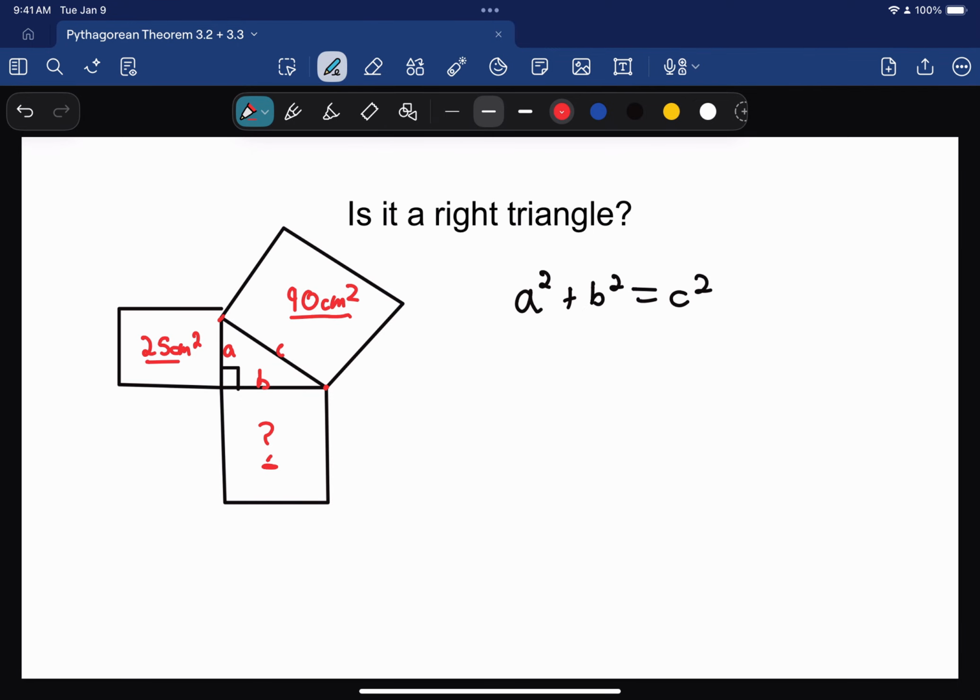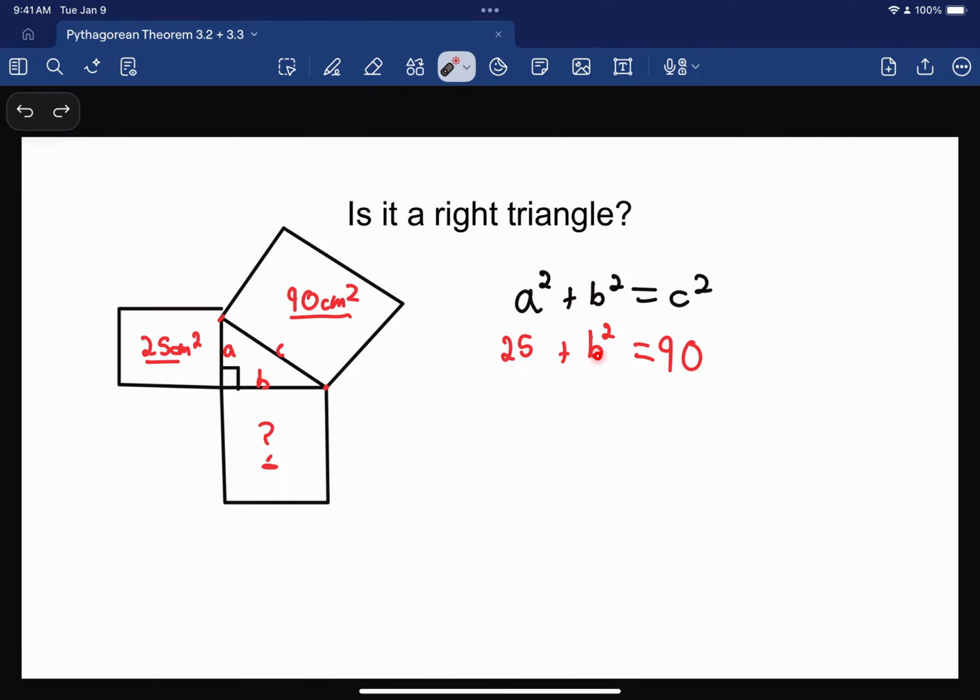Okay, so let's plug our numbers in. C squared is 90. So we have 90 equals B squared, which we don't know, plus A squared, which is 25. I was about to write centimeters there, but we're just going to disregard the units while we're solving our numbers, and then we'll put our units back in at the end. So now we have an equation where we are missing our variable of B squared.